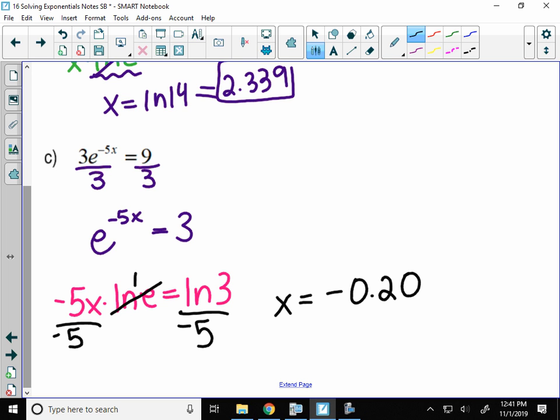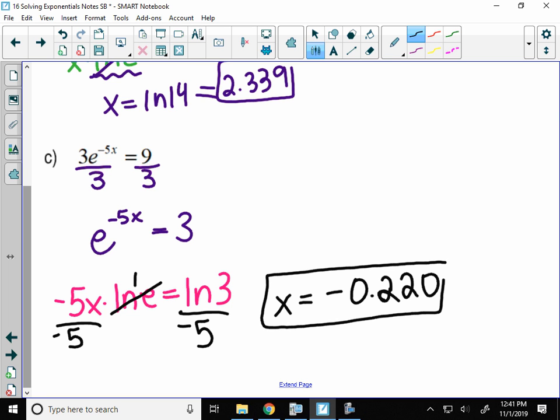Is it just 2, 0? No, it's negative 0.220. Okay. We all got that? Okay. You understanding okay? So there's some practice at the bottom.